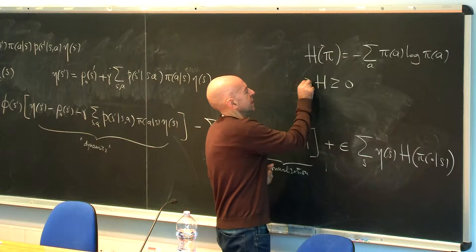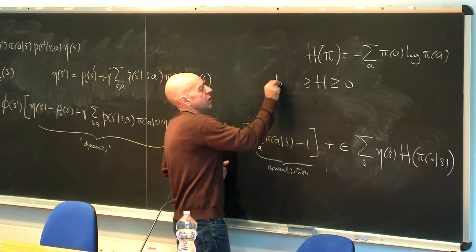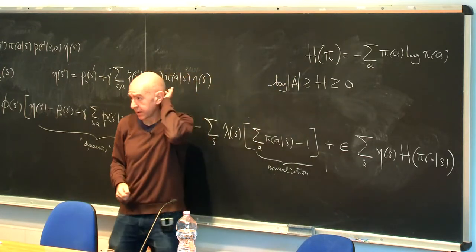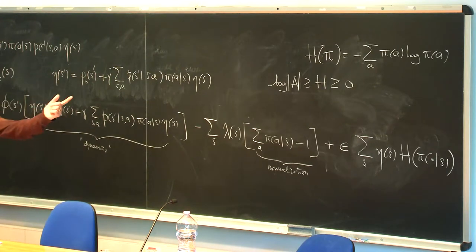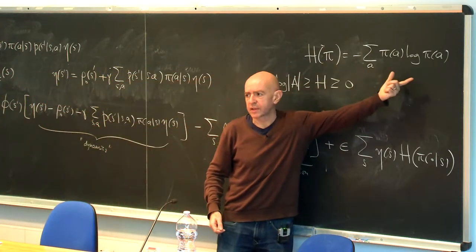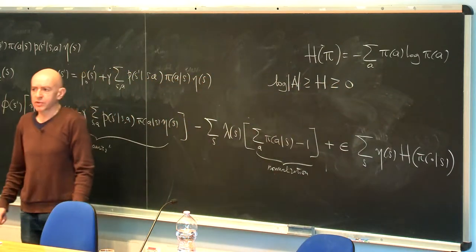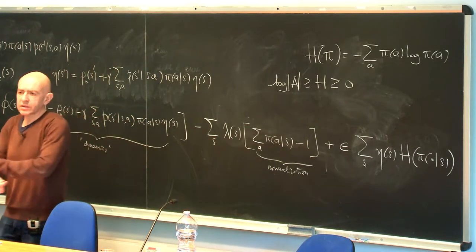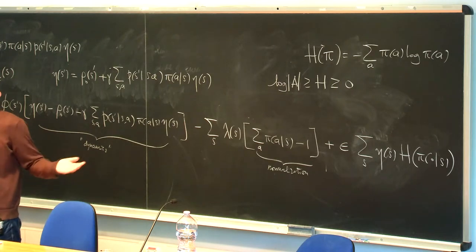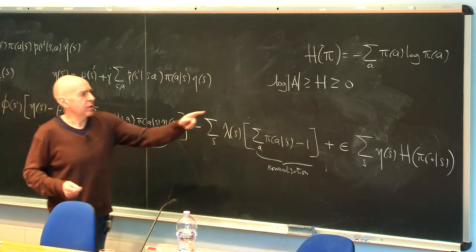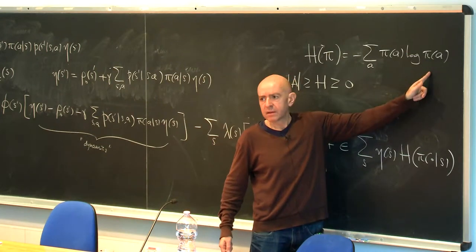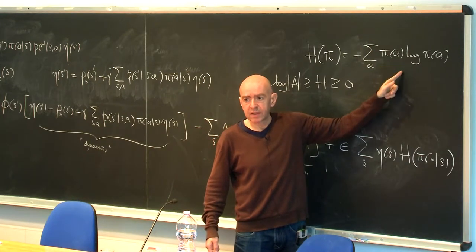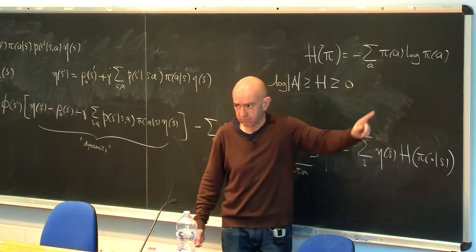Second thing, it cannot exceed the logarithm of the number of actions. And this, again, you can show easily by looking for the maximum of this function over the possible probability distributions. And this value is attained when the probability is uniform over all actions. So when you act totally at random, you pick any action whatsoever with the same probability, then the probability of each action would be 1 over k, 1 over the number of actions. You sum, and this becomes the logarithm of the number of actions. Okay?